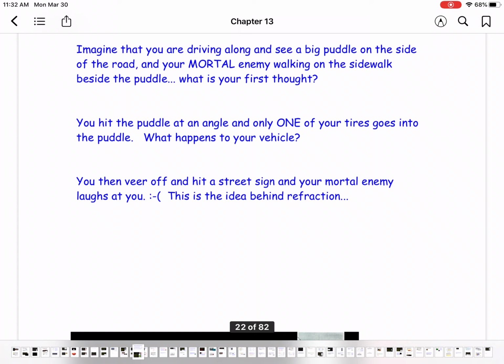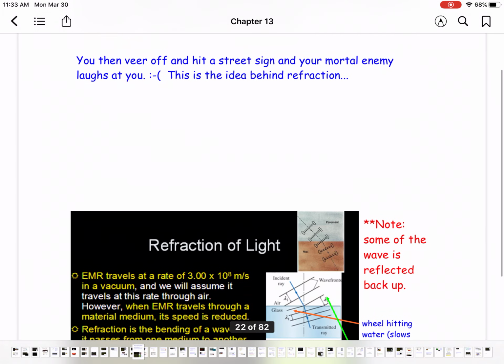What happens when one side of your vehicle hits something thicker, like a puddle, than air? It slows that side down. And so what happens to your vehicle is that side gets slowed down and you get pulled into it. So if your right tire hits the puddle, you're going to get pulled right. Well, the same idea happens with refraction.